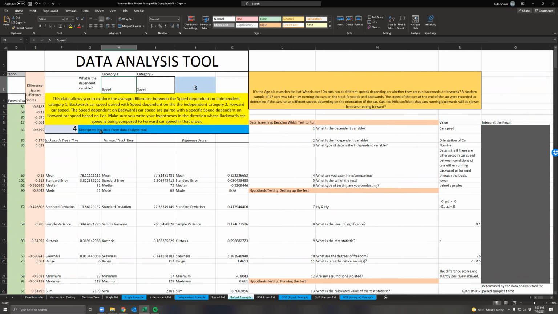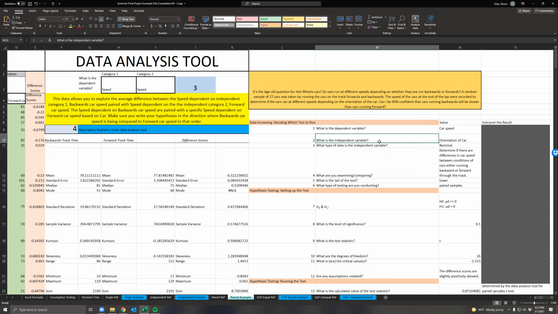Next, what is the independent variable? In other words, what is the dependent variable dependent on? And that is the orientation of the car. In other words, if it's facing one way, it's going to be going a certain speed as compared to the other way, it's going to be going a different speed.